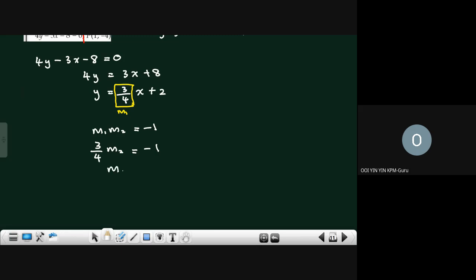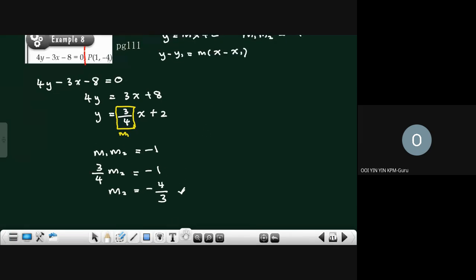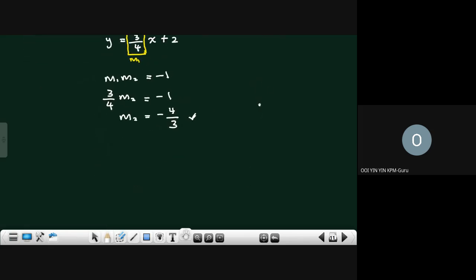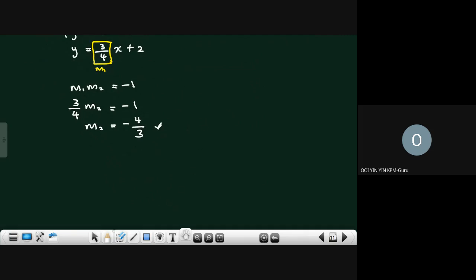Okay, so your m2 will be -4 over 3. Okay, so this is the gradient that we need. And you remember your point? Yeah, 1, -4. That means this is your x1, y1. Now we use this formula to find the equation. Yeah, 1, -4. So our equation starts with y minus our y1, yeah, y1 just now.